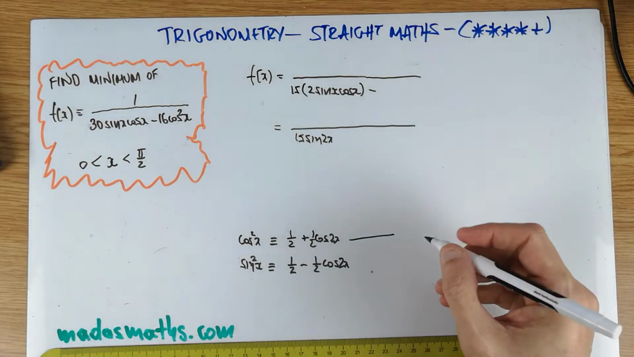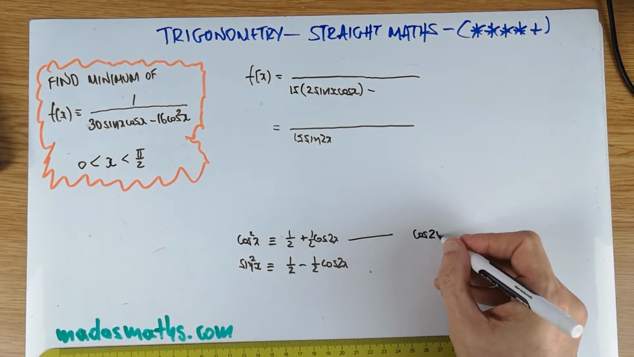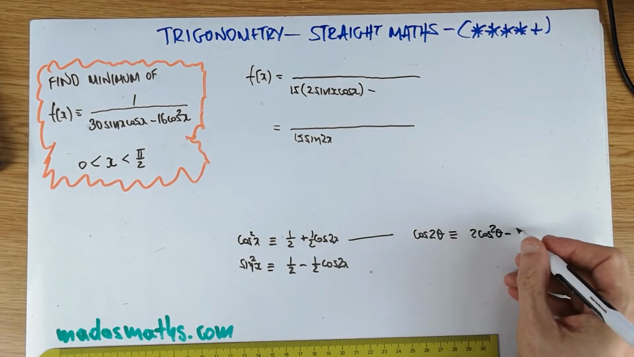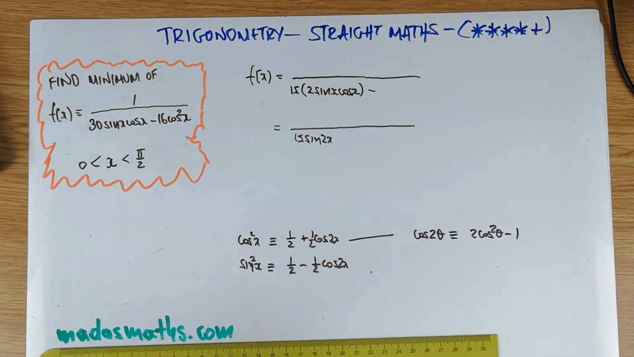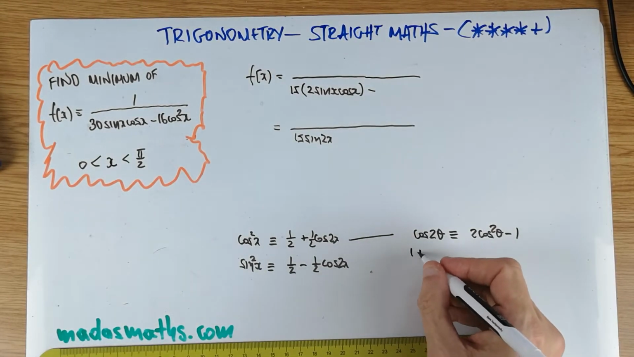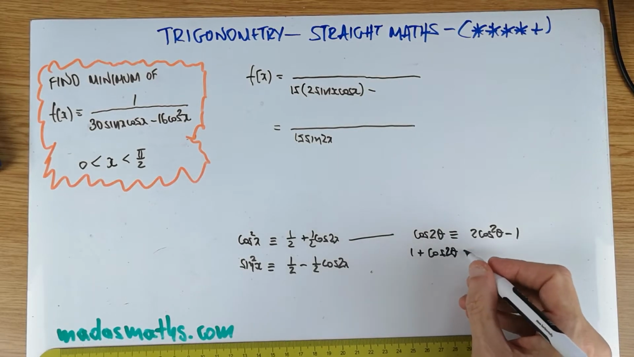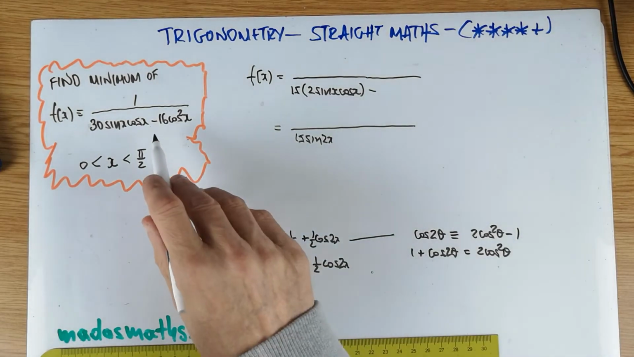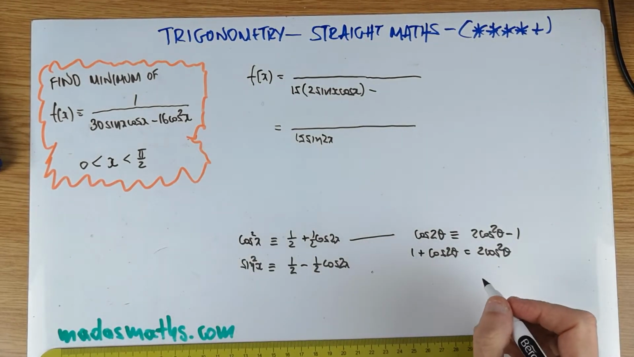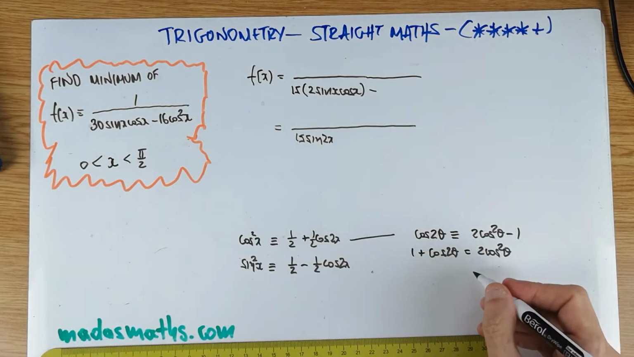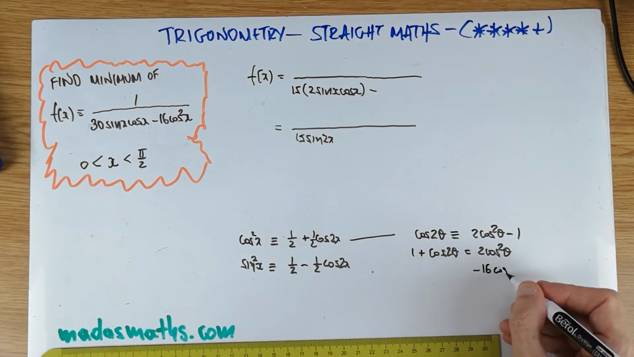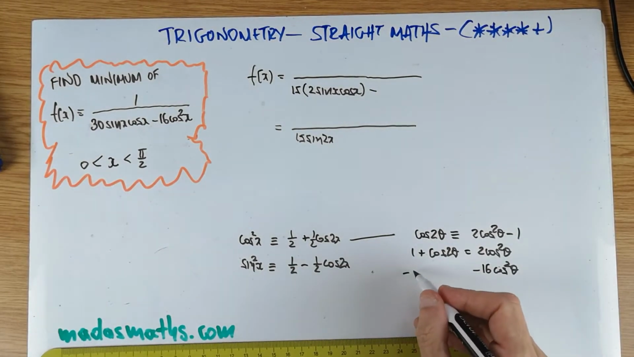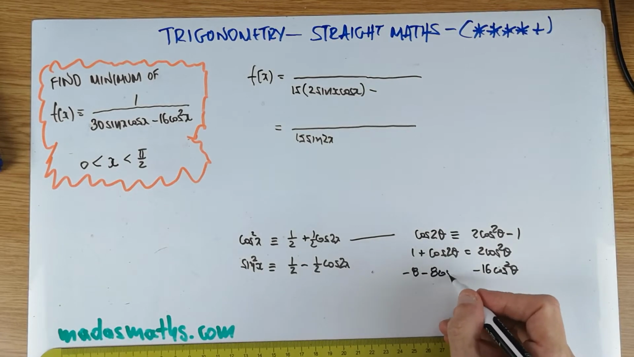So let's have a look what we can do in there. If you look at your cos of 2 theta, I'm going to use theta for the identity, it is of course 2 cos squared theta minus 1. Standard double angle identity. Now, if we rearrange it, 1 plus the cos of 2 theta is of course 2 cos squared theta. And because I've got enough of those in there, what I might do, so I have it ready, is multiply both sides by -8. So I'm going to say minus 16 cos squared theta is equal to -8 minus 8 cos of 2 theta.